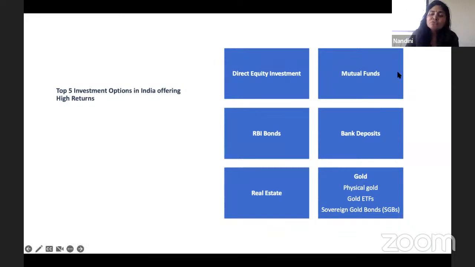Then you go through mutual funds, you have options. You can do debt, you can do equity. And then you can hold RBI bonds, usually with a 7 year tenure. They also pay you around 7% or 10%, up to 10% maximum, right? Then you can hold a bank deposit, which pays you 7% interest.